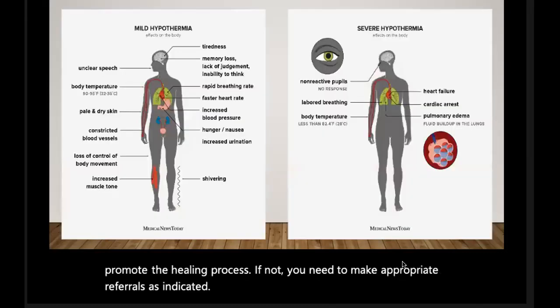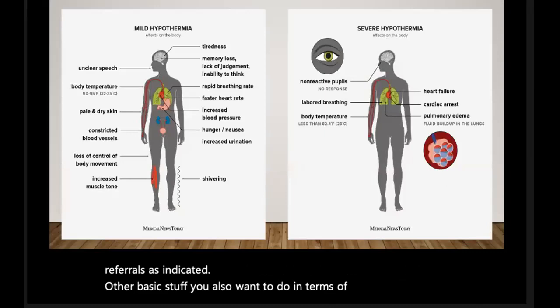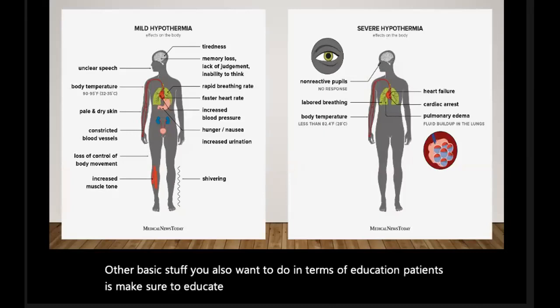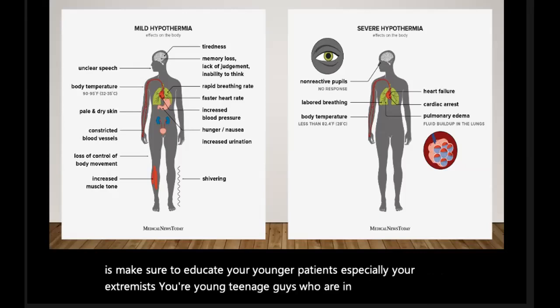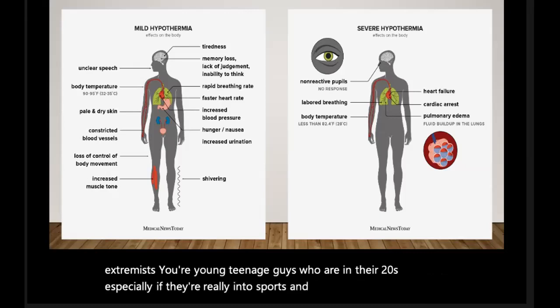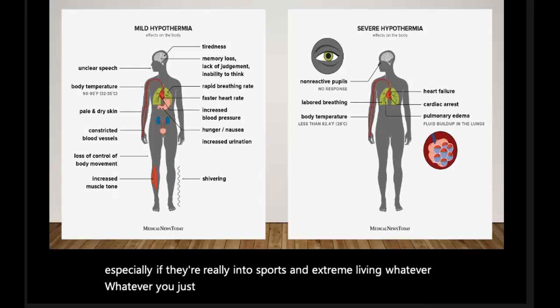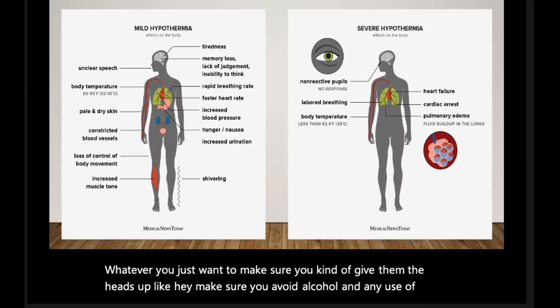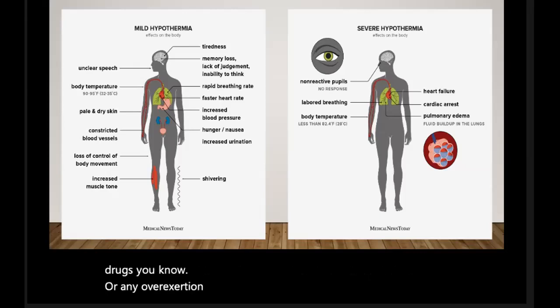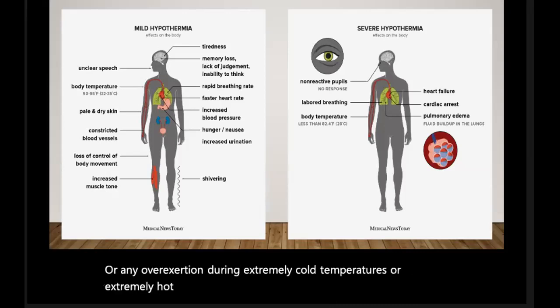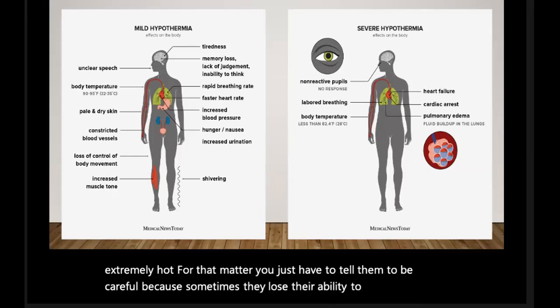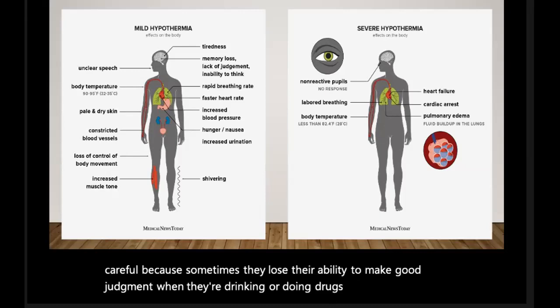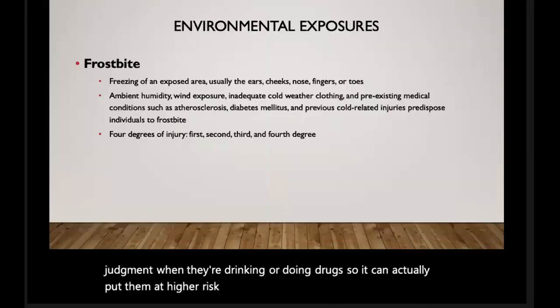Other basic stuff you also want to do in terms of education with patients is make sure to educate your younger patients, especially your extremists, your young teenage guys who are in their 20s, especially if they're really into sports and extreme living, whatever. You just want to give them the heads up: make sure you avoid alcohol and any use of drugs, or any overexertion during extremely cold temperatures, or extremely hot for that matter. You just have to tell them to be careful, because sometimes they lose their ability to make good judgment when they're drinking or doing drugs. So it can actually put them at higher risk for hypo and hyperthermia.